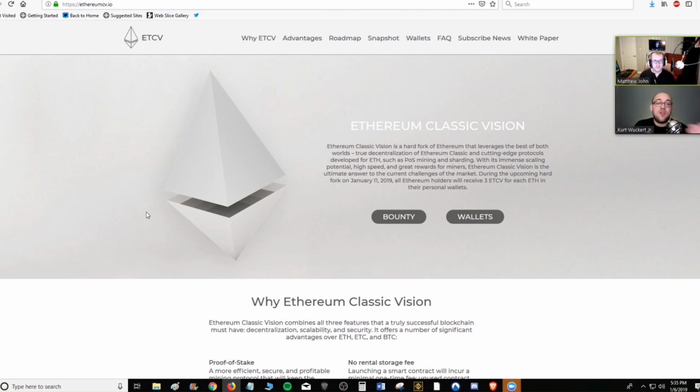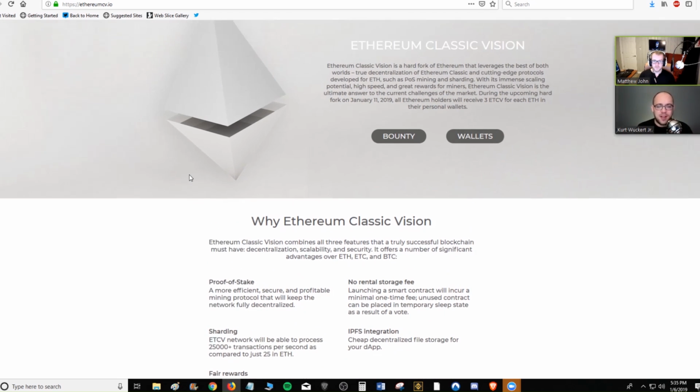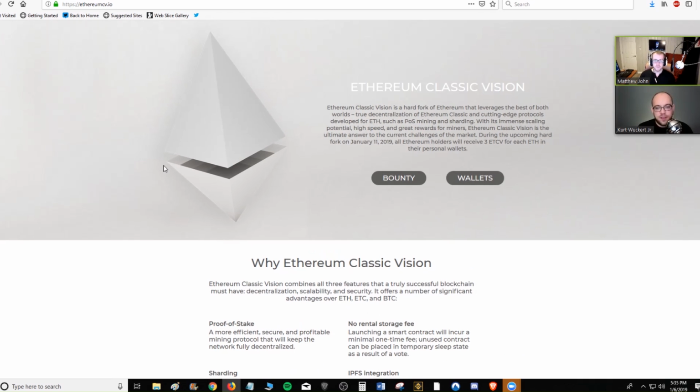They have said that they're going to support the Constantinople upgrade. So if you keep your Ethereum on Binance, OKX, Huobi, and a few other exchanges, they will just upgrade your coins for you, and you'll get the main consensus chain going forward. But they have not made announcements about Ethereum Classic Vision or the Ethereum Nova chain.